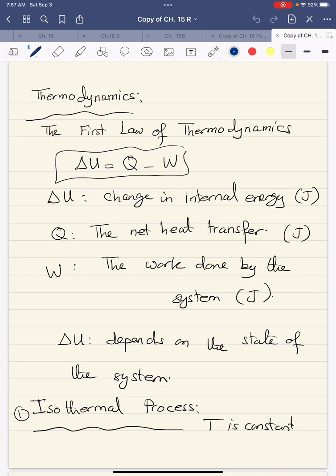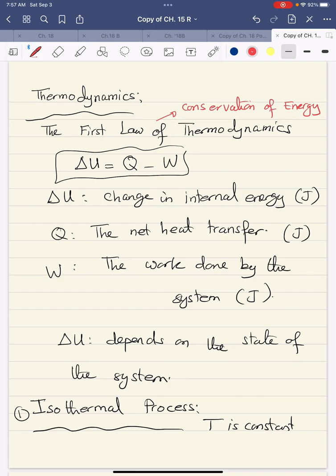The first law of thermodynamics is using another way to express conservation of energy. We are talking about conservation of energy in thermodynamic systems. It states that delta U equals Q minus W.